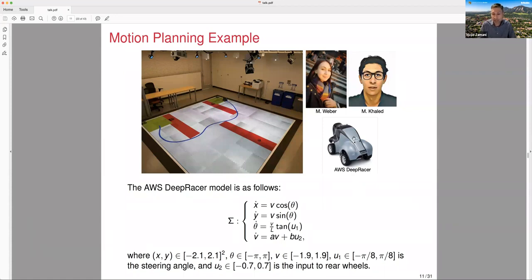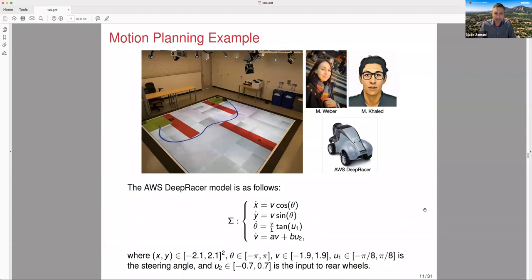First, we modeled the AWS DeepRacer mathematically. This is the model of the robot. It's a 4-dimensional differential equation. We did a bunch of identification to identify these parameters A and B, and we came up with a very nice and good model for these robots. And you see, we can project the arena using 4 projectors mounted on top of the platform. We can dynamically change the environment. That's a good thing about this platform.